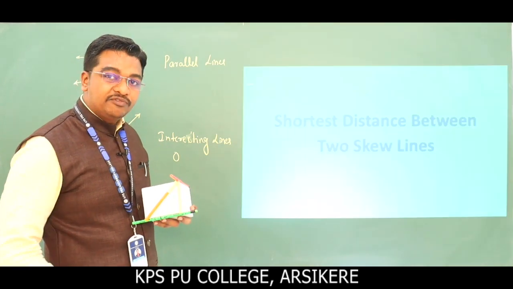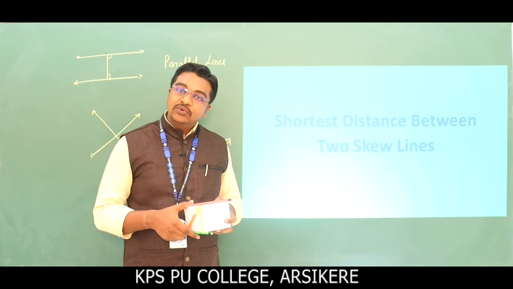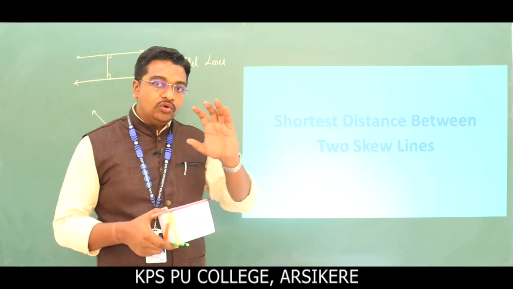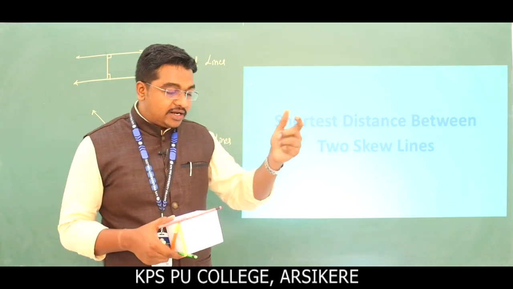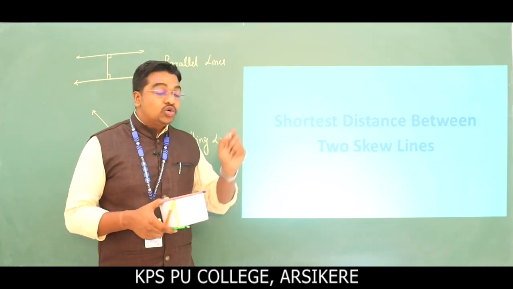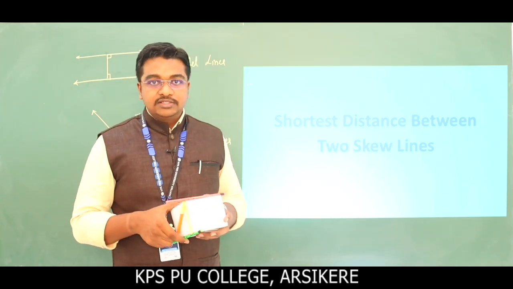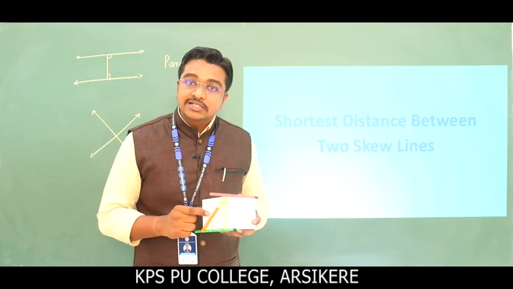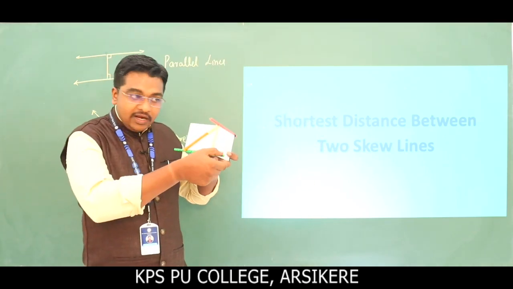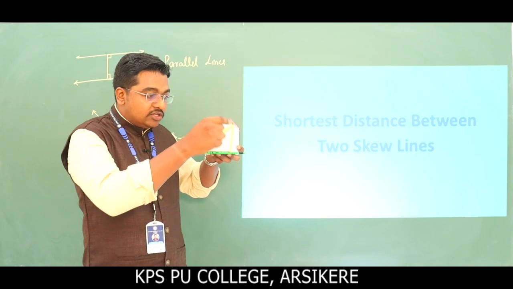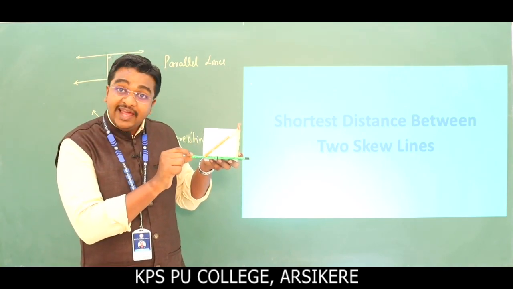Next we are moving to a very important one, the shortest distance between two skew lines. You have a total of 2 derivations. One is the distance between two parallel lines, another one is the distance between two skew lines. First we will discuss the skew lines. Then how to find the shortest distance between two skew lines? So just remember, these two represent skew lines. I will take this as L1.